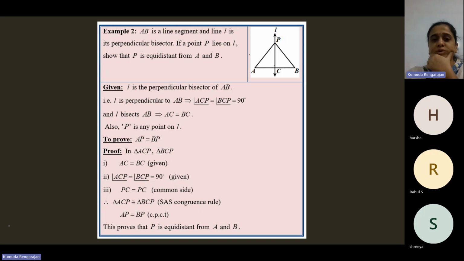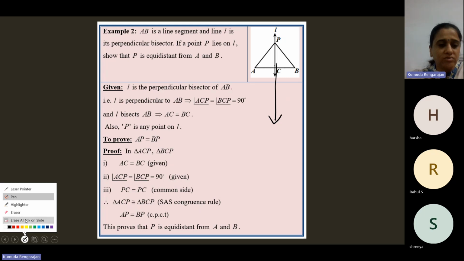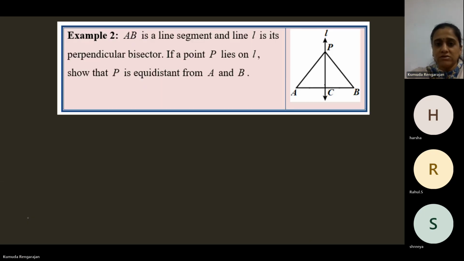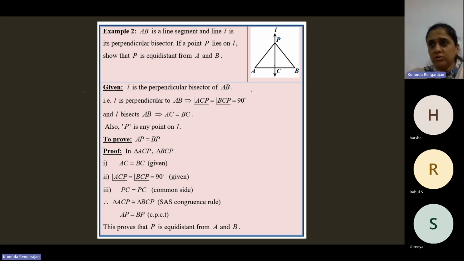Okay. So in this one, it's given that AB is a line segment. See here, AB is a line segment. And line L, this is the line L, is its perpendicular bisector. Actually, the diagram is not given in the question. I should put this diagram down here in the solution. The diagram is not given. So you need to read the question and draw the diagram yourself. Here, for the first one, the diagram was given. This one, you need to draw the diagram.